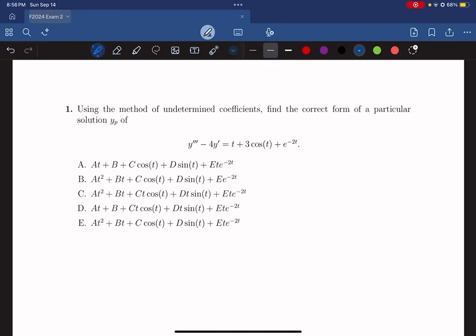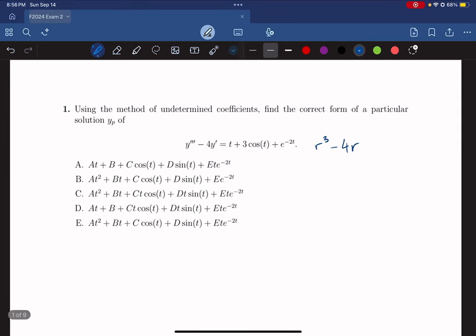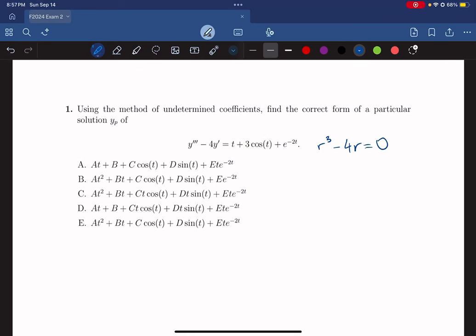So first thing we're going to do is we're going to always start on the left side. We're going to use the characteristic equation method. So here we have y triple prime, so that would be r cubed minus 4r. And we're going to set that equal to 0, and we're going to find the roots. This is from pre-calc, and from here we can find the roots as r equals 0 and plus or minus 2.